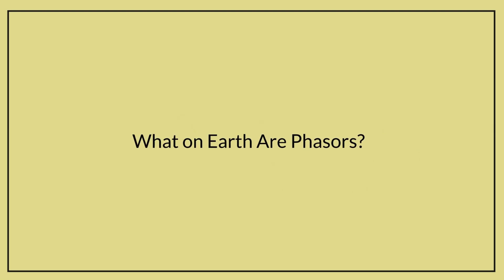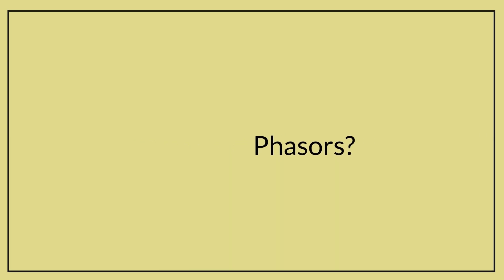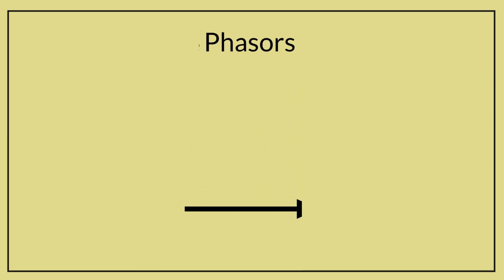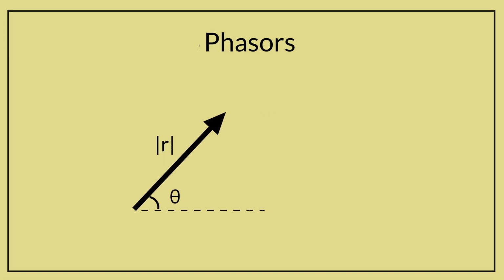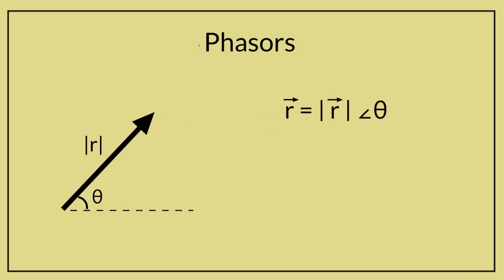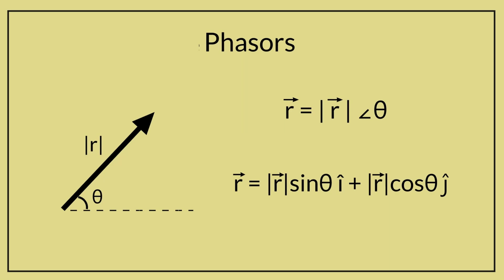What on earth are phasors? Well, essentially, they are vectors on a 2D complex plane. The length of the arrow determines its magnitude. They can be represented by complex numbers or vectorially.